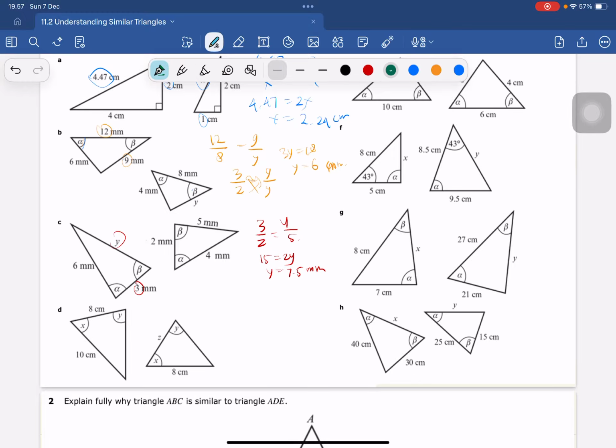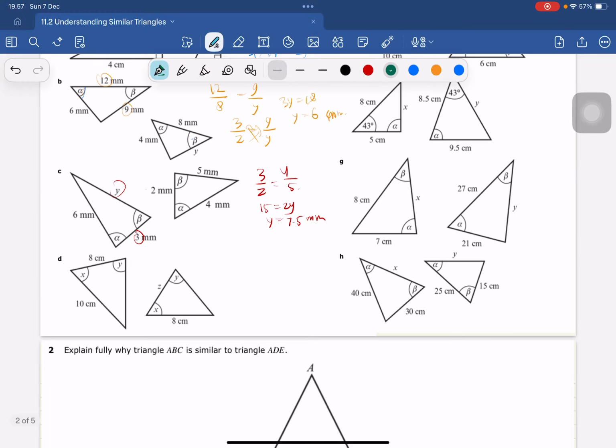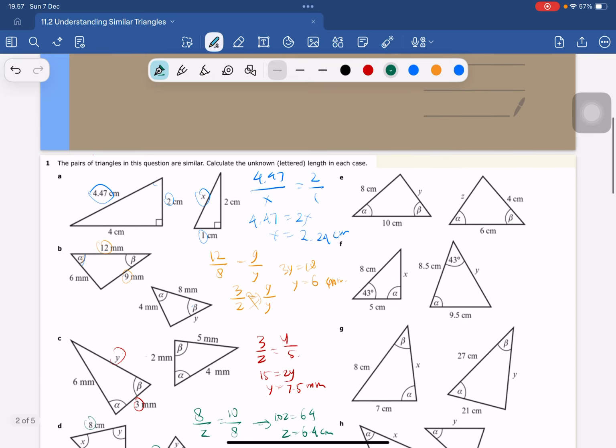Next for D. Okay, in between, 8 over z. So 8 over z, this equal to 10 over 8. So we got here 10z equal to 64. So z, we divide by 10, it's going to be 6.4 centimeters. Okay, next for E.